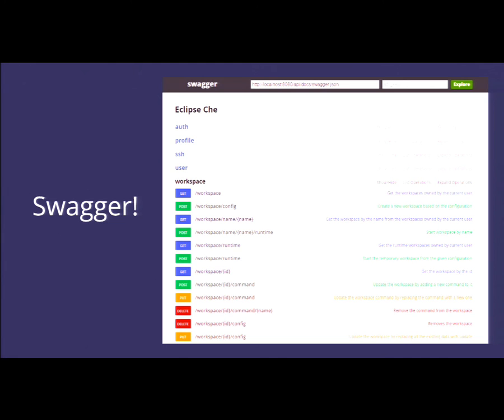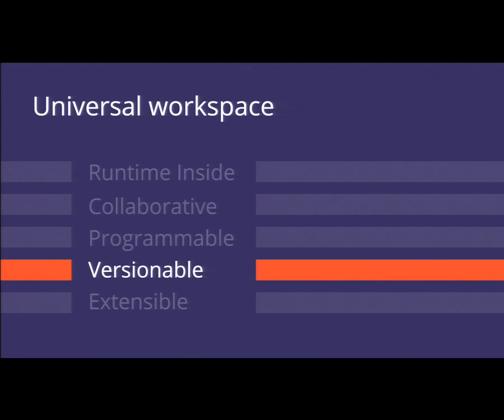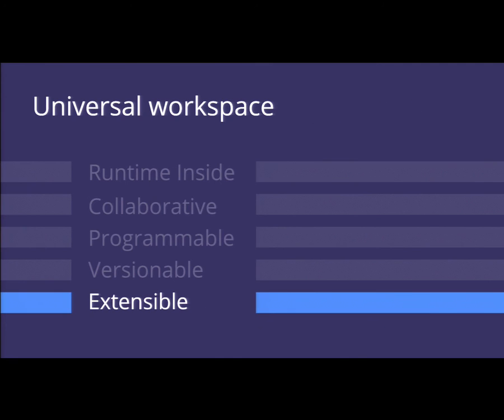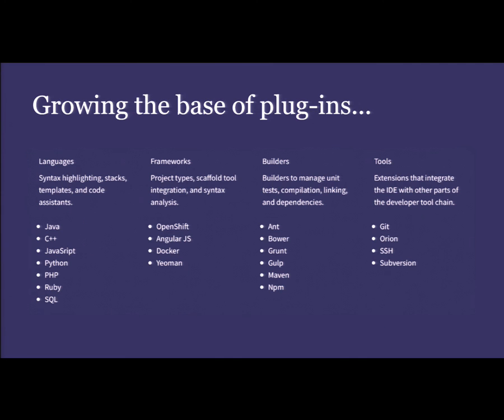So all the APIs are documented through Swagger UI. You can use it. It's versionable because we want to keep it in sync with the version that is running on your current production, but also with the versions that you can have on your various acceptance servers. And it is extensible. So we currently have a growing list of plugins.